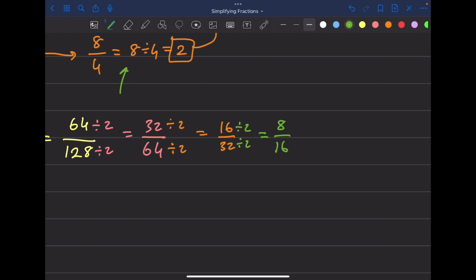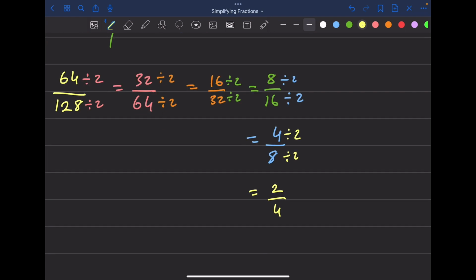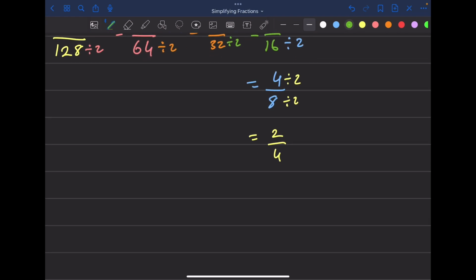Okay, we're not done once again. 16 and 8 are both even numbers. Let's divide by 2 again. So like this, we would get 8 divided by 2 is 4, and 16 divided by 2 is 8. Okay, we're still not done. Let's divide by 2 again because they're both even numbers once again. So we would get 2 over 4. And then, okay, they're still both even numbers. Let's do that again. So we would get divided by 2 over here like this. We would get 1 over 2.